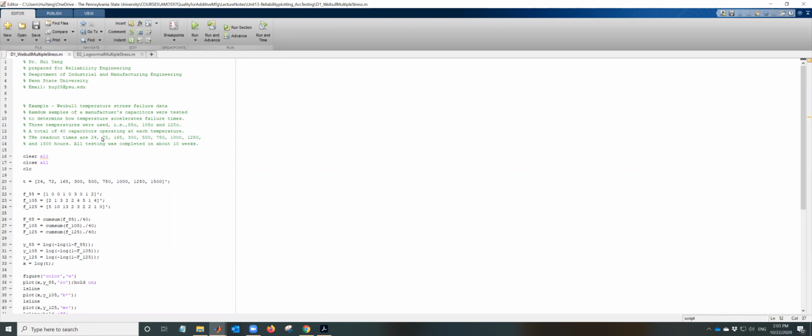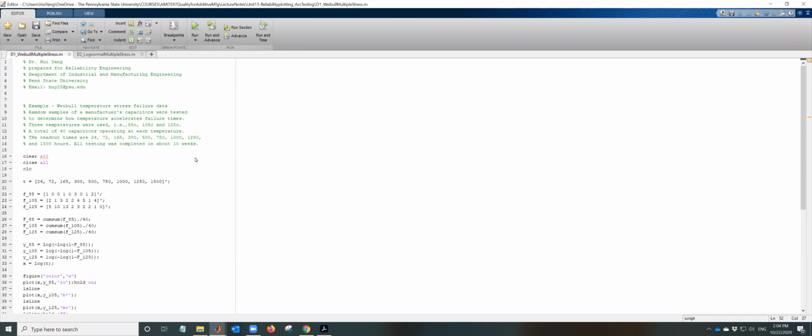The readout times are 24, 72, 168, 300, 500, 750, 1000, 1250, and 1500 hours. So at a particular time, I'm going to read among the 40 capacitors how many of them failed. At 72, how many of them failed? At 168, how many of them failed? Then all testing was completed in about 10 weeks.